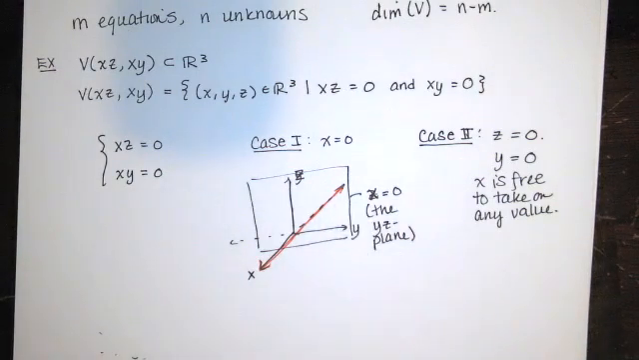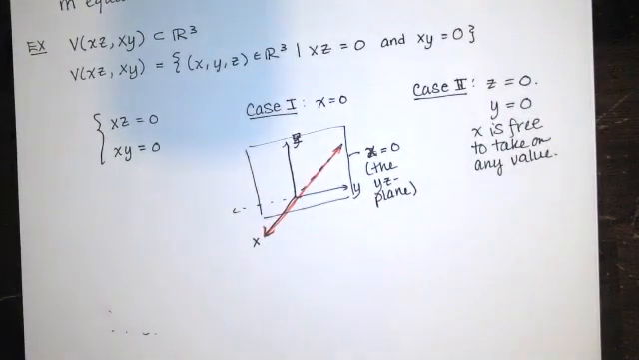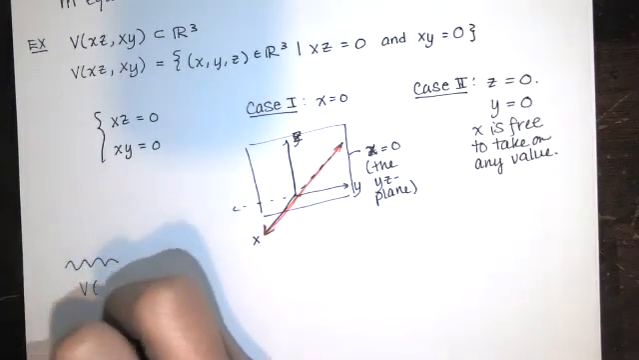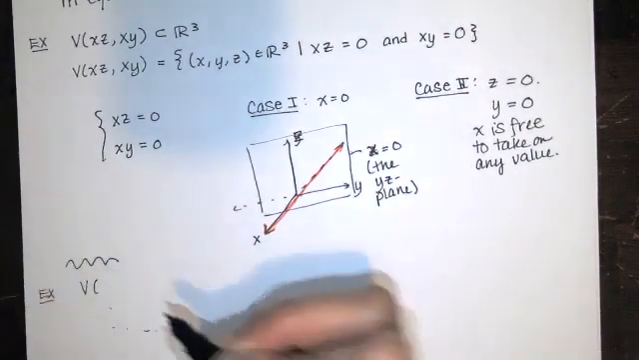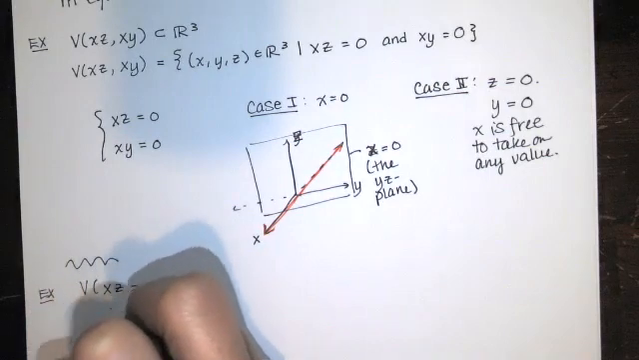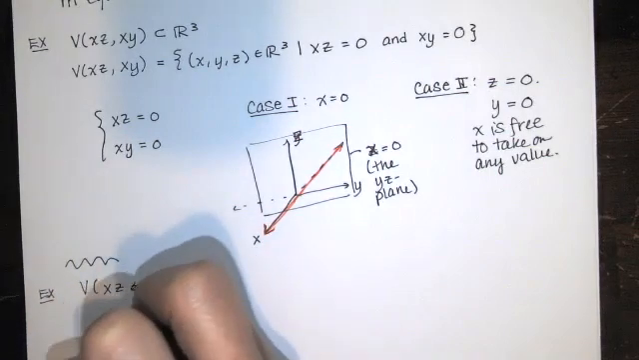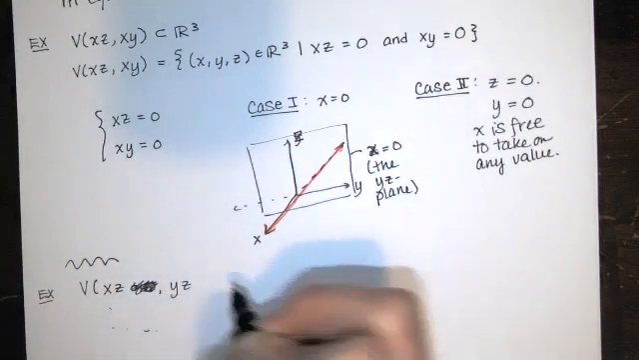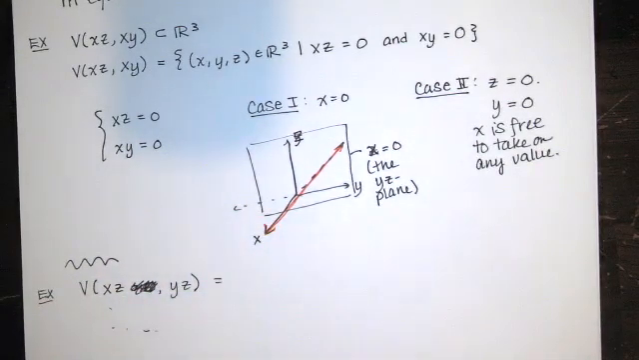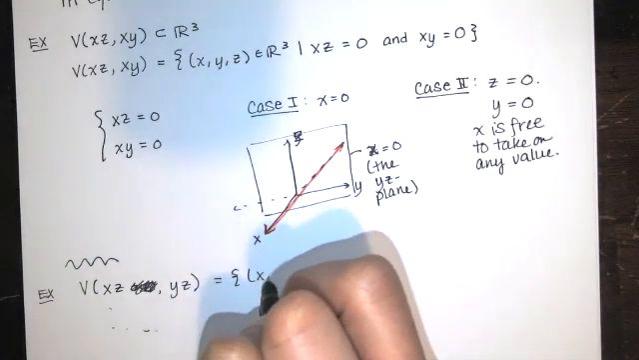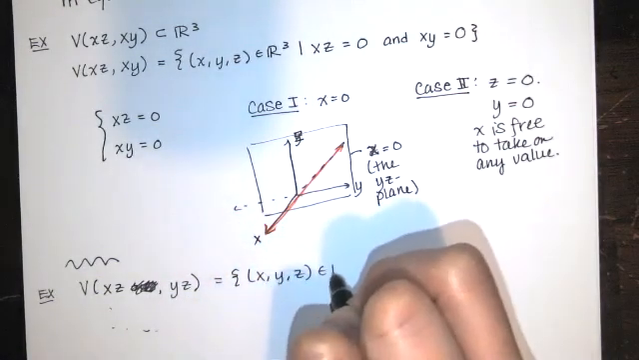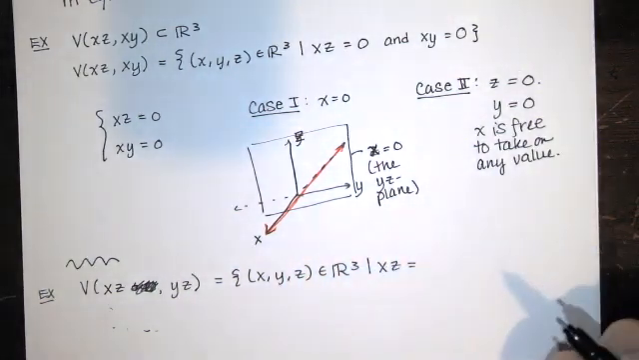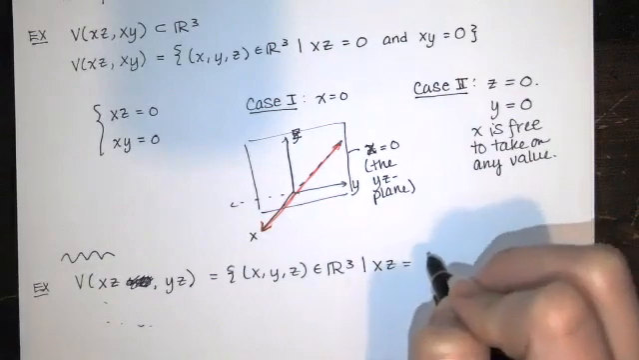It actually probably would have been better to use the example that they gave us. Let me show you the alternate example. They have the variety defined by xz equals 0 and yz, sorry. So we set both of those equal to 0. And then we look at the solution set of that system of 2 equations and 3 unknowns.